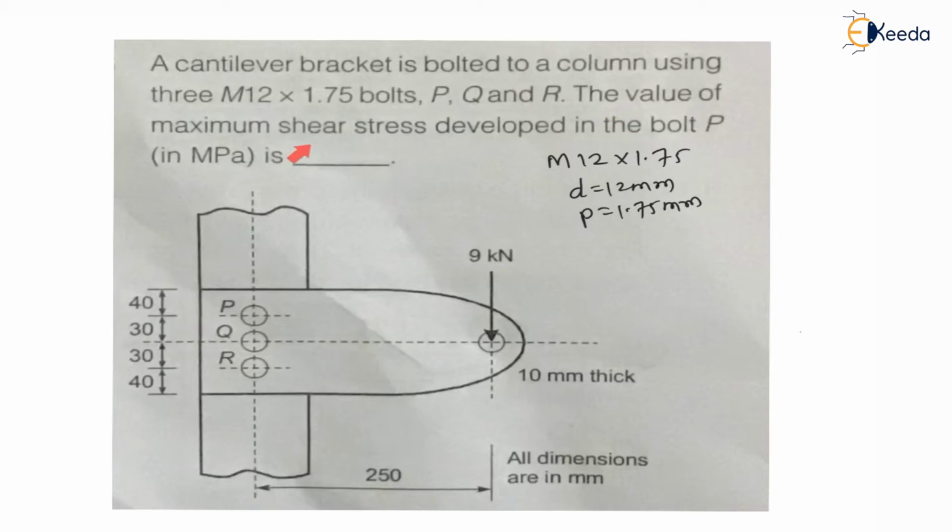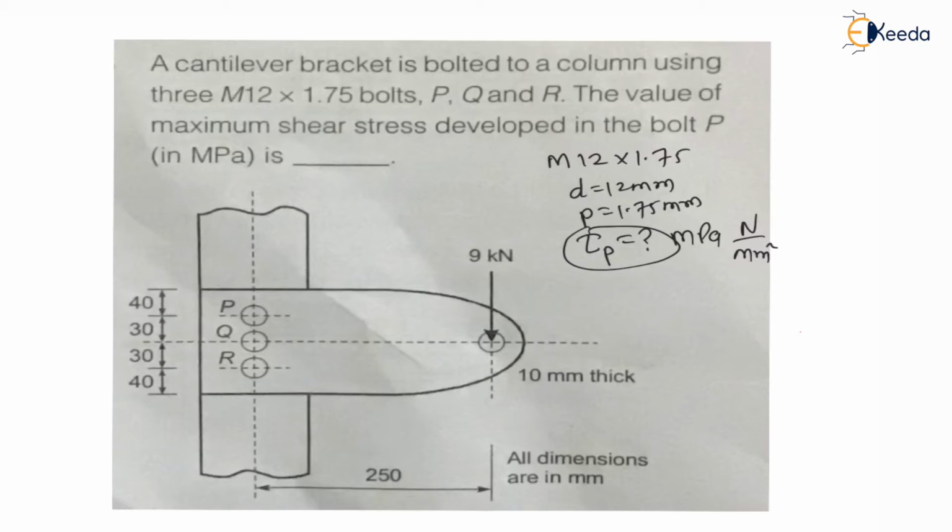The value of maximum shear stress developed in bolt P in MPa is... Now in bolt P, what is the maximum shear stress? That is where the question is to find shear stress in bolt P is equal to question mark, and that we have to find in MPa, that is Newton per mm square. MPa means Newton per mm square, right? Now let us solve this question.